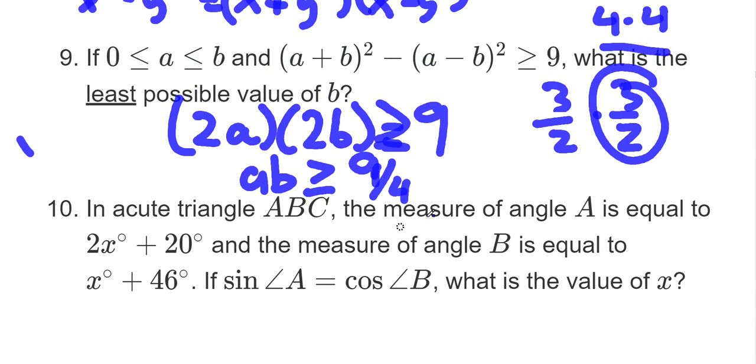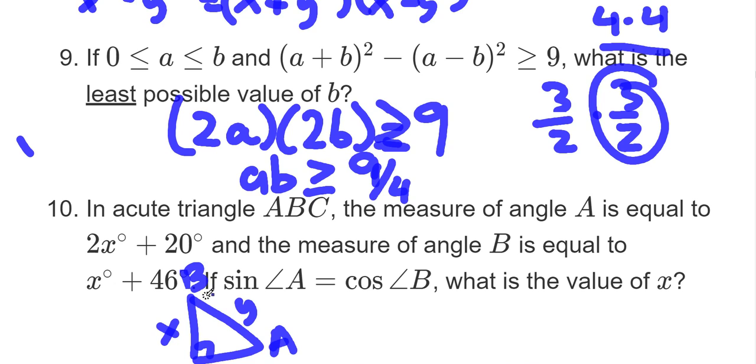Okay, in an acute triangle ABC, the measure of angle A is equal to 2x plus 10. The measure of angle B is equal to this. The sine A equals cosine B. So guys, whenever you see that, you're dealing with a right triangle, because let's say this is A and this is B. The sine of A is x over y, and the cosine of B is also x over y. So whenever that happens, you're dealing with a 90-degree angle.